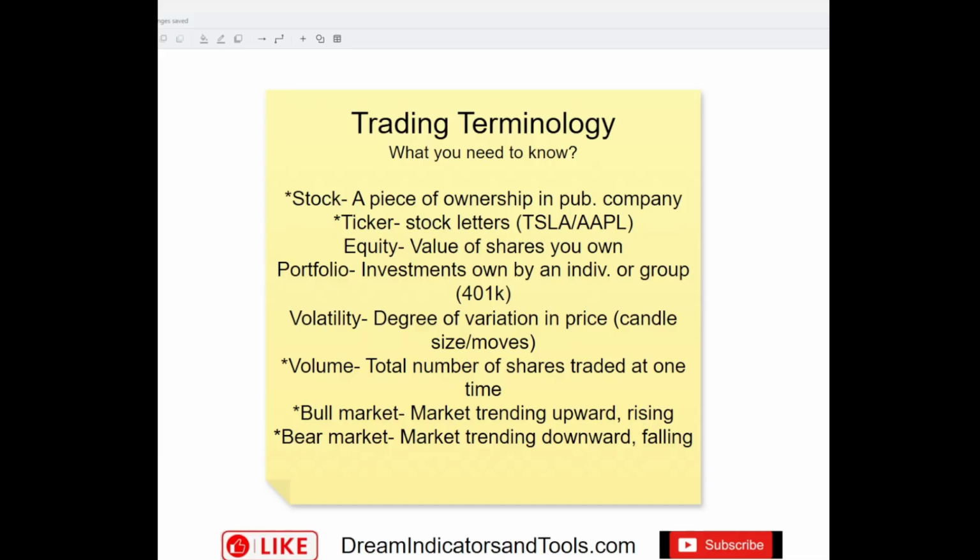So let's start off with a very simple one. What is a stock? So maybe you have dealt with stocks before, maybe you have some, but essentially a stock is just a piece of ownership in a publicly traded company.